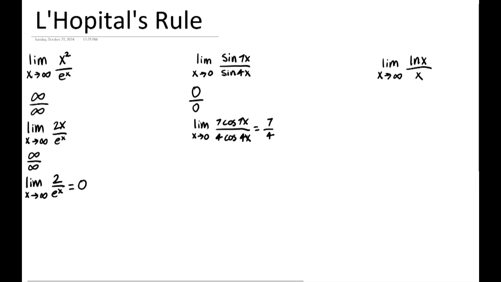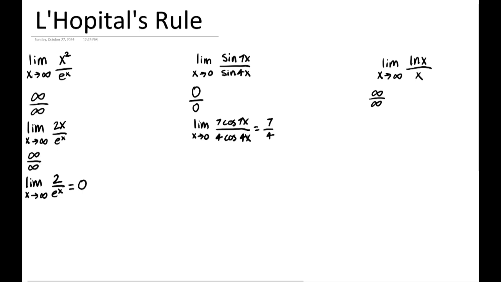Moving on to our last question, we have the limit of x approaching infinity of ln of x over x. Well, if we plug in x as infinity, we get the answer infinity over infinity, which we know to be indeterminate. So let's apply L'Hopital's rule, and let's derive the top and the bottom of the fraction.